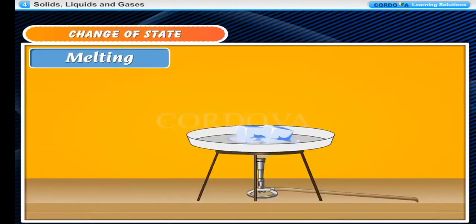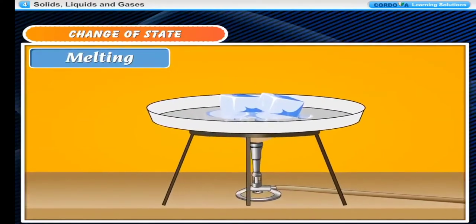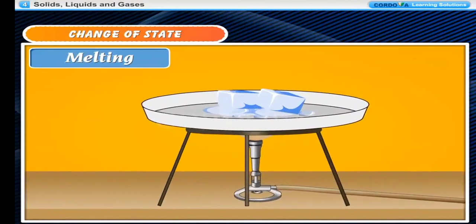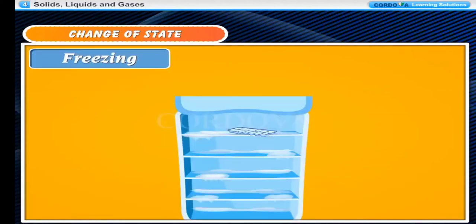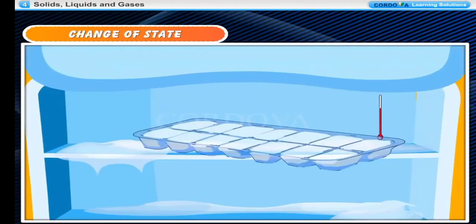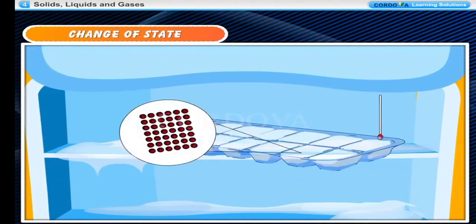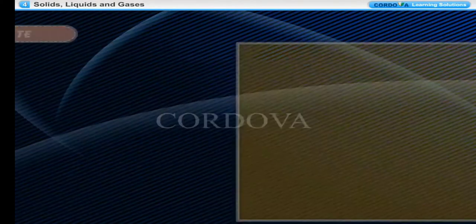Melting. Ice is solid, but when it is kept in a warm place, the movement of water particles in ice increases and they become free from the rigid form. They become loosely packed and form water. Freezing. When we cool water, its particles slow down. They come very, very close to each other and pack into a rigid shape to form ice.